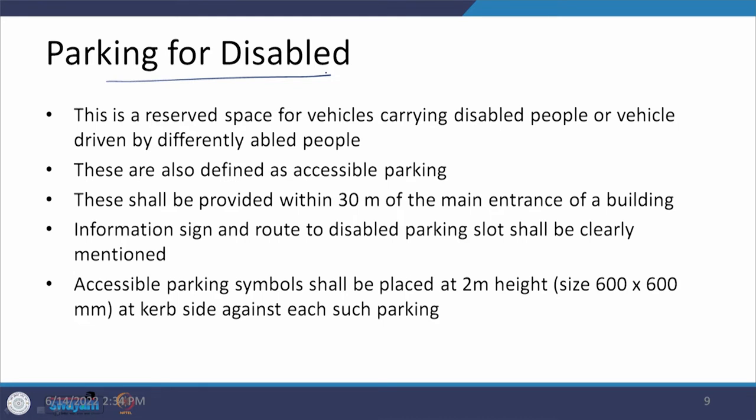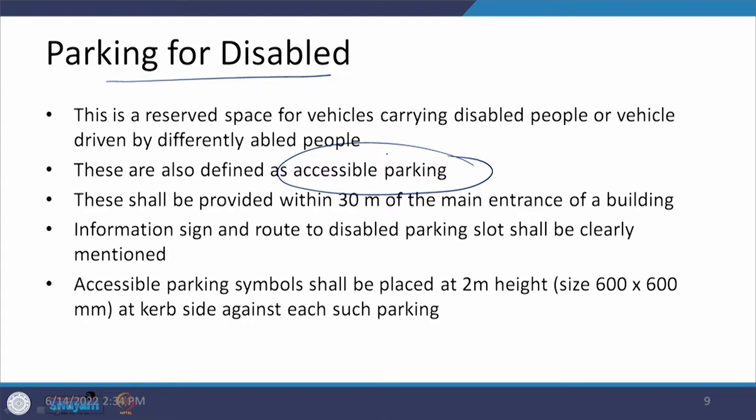Now, when we talk about disabled people, they may be coming in a vehicle as a passenger, or they may be driving a vehicle. They are differently abled, so they can also drive based on the adjustments done in the vehicle. Once they come to a particular parking location, they should get a place to park their vehicle. That is the reason we are talking about accessible parking for disabled people, which is marked. People can come and park their vehicle, nobody else can park. If somebody else parks, they can be challenged for that.